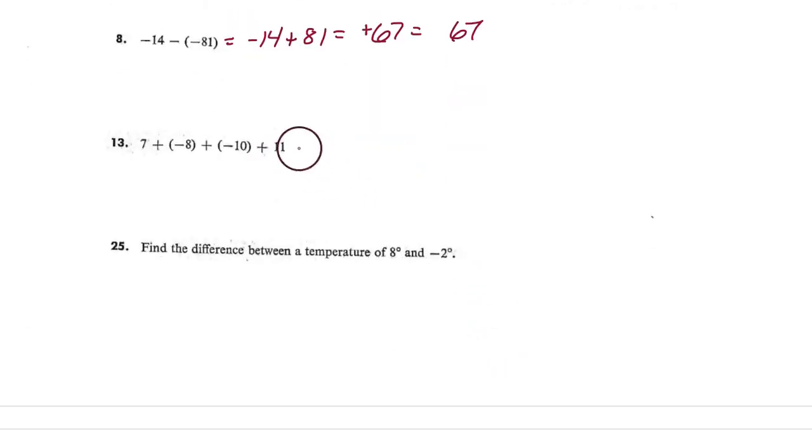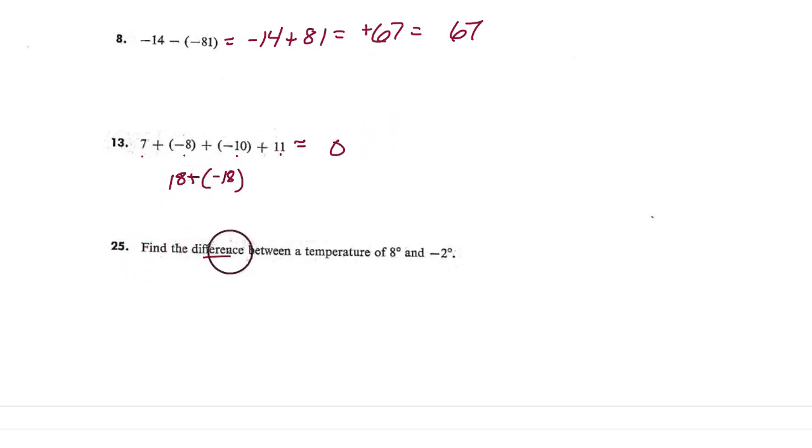Number 13, again, there's no variables. You could type this straight in your calculator, even put the parentheses, push enter when you get to the end, and you'll have it. Or you can do the problem by hand. 7 plus 11 is 18. Negative 8 plus negative 10 is negative 18. These cancel, so the answer is 0.